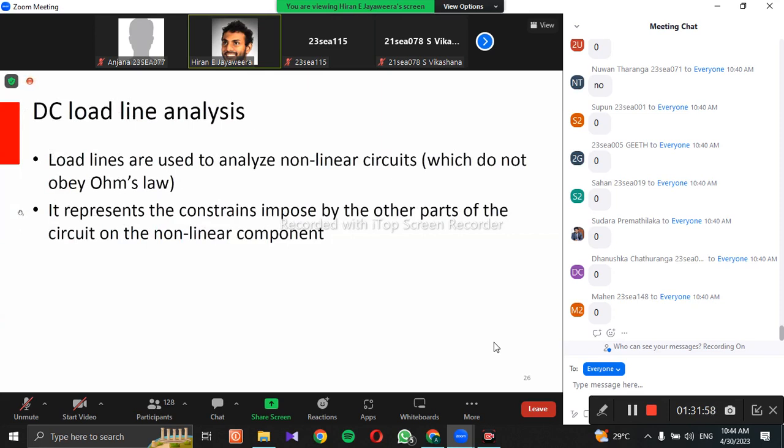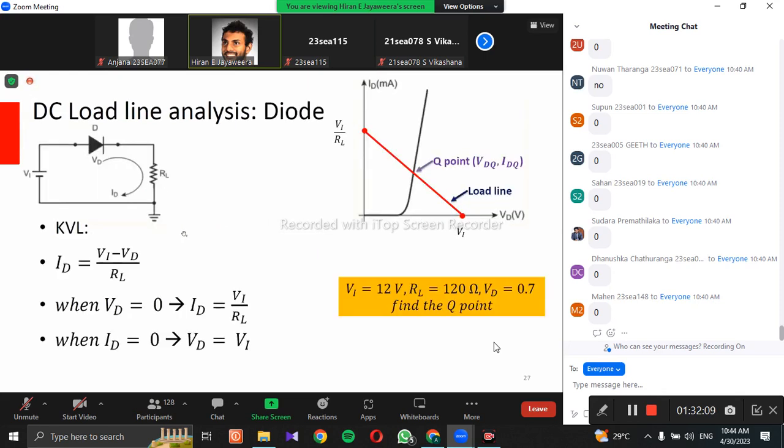Then there is a graphical way of analyzing circuits called DC load line analysis. We'll take a look at the load line analysis circuit and see how to get this done, right? Now consider this circuit, what you see on your left.